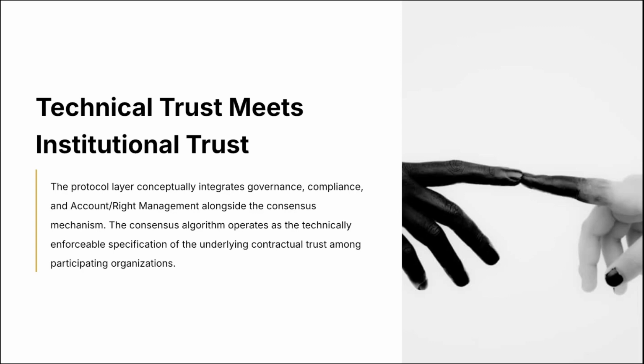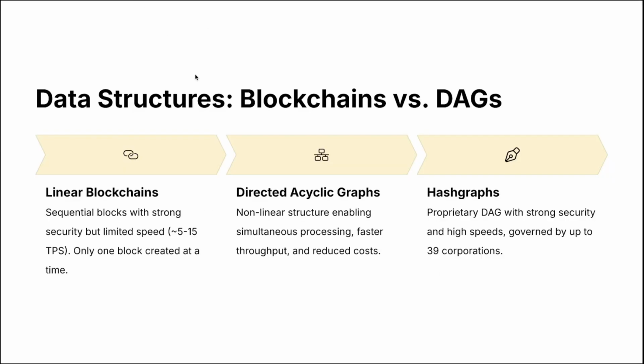Now let's talk about the data structures. There is the underlying data structure for the DLT. There are two main types of data structure. We have the linear blockchain and also the directed acyclic graph, or DAG.